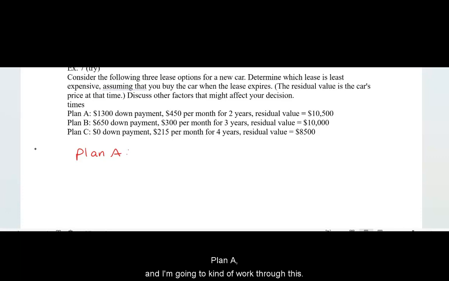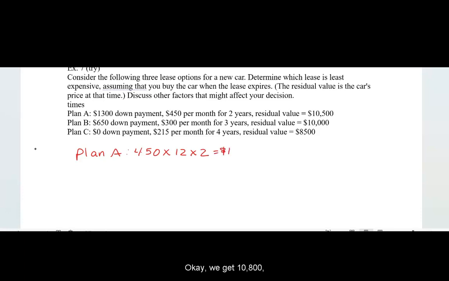Plan A, I'm going to just work through this. You're going to be paying $450 per month for 2 years. $450 a month for 2 years. That's 12 times a year for 2 years. We get $10,800. But now we're not done. That's just how much you're paying. So I wanted to get that one number in there first. So you're paying $10,800 for the lease.